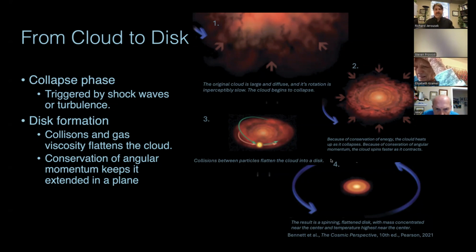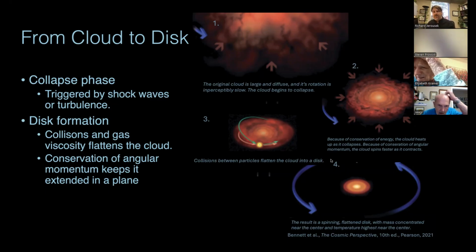Because of the conservation of angular momentum, the disk remains extended in a plane, right? So we start with a three-dimensional cloud. It collapses gravitationally, but only into a plane, not into a sphere, not into a ball.